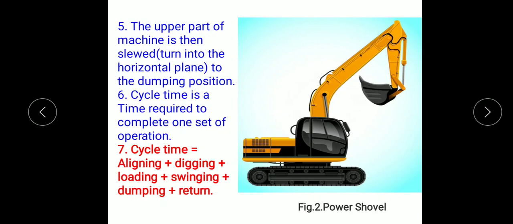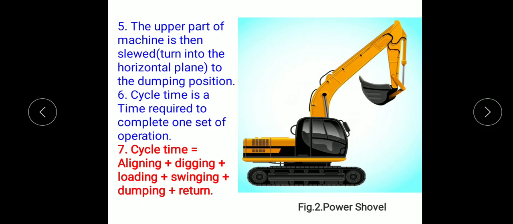After this, the upper part of the machine is then slewed. So this upper part of the machine is slewed, that is turned in the horizontal plane to a dumping position. Means whatever the excavated material that is filled into this bucket will be dumped in a dumper, and that dumper will take the excavated material to the dumping site.